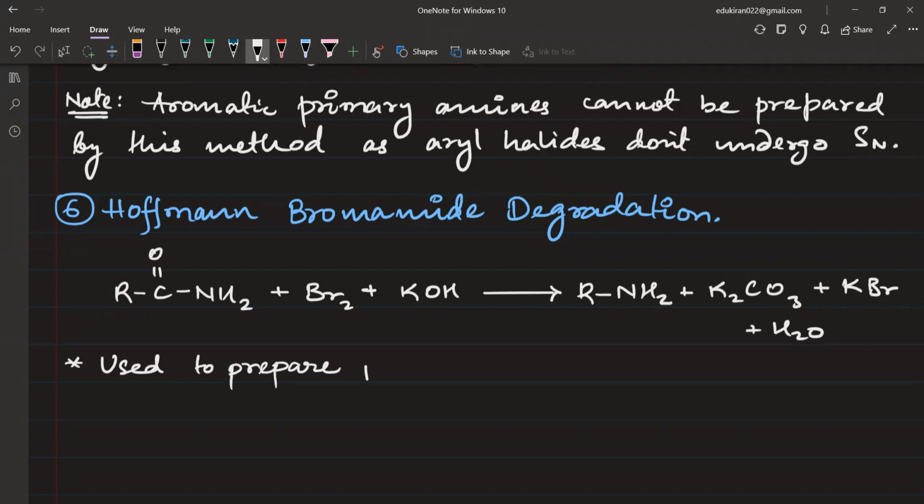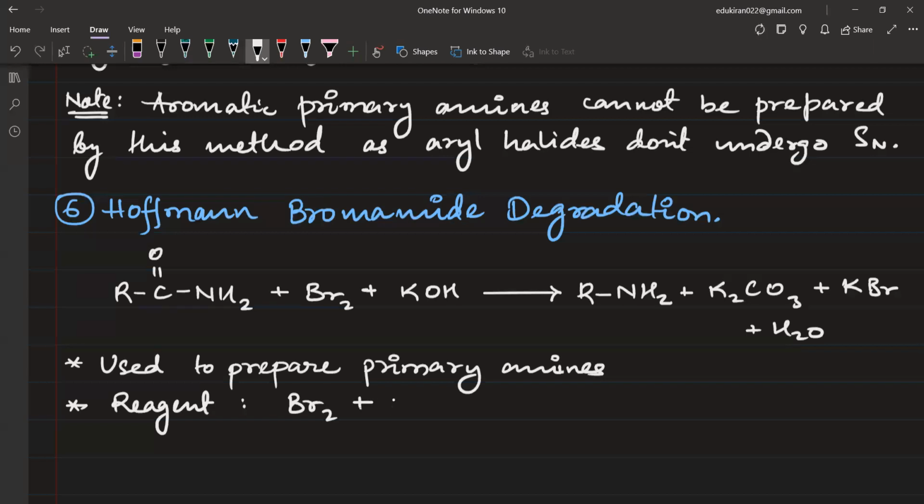This is used to prepare primary amines. Secondly, the reagent that we use here is Br2 plus NaOH, or we can also use potassium hydroxide.